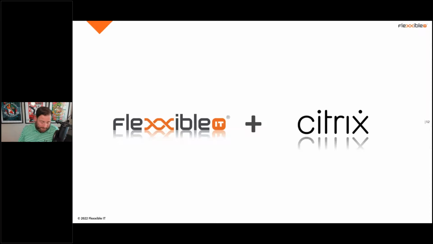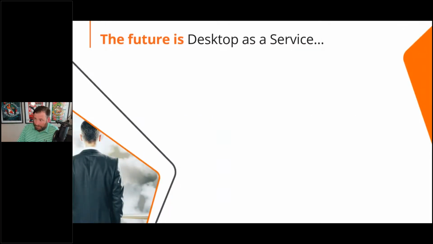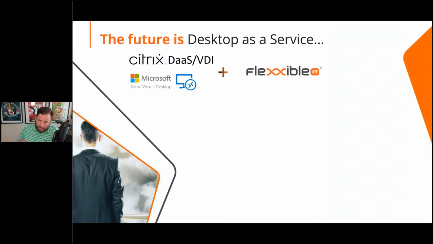So the goal here is simple. How are Flexxible IT and Citrix working together? Before I dive in, I want to talk about the future in desktop as a service. Our vision together, and behind the scenes, if you're using AVD, Citrix DaaS, or VDI on-prem, AVD and Citrix, whatever combination you want to use, the goal is simple: how do we hide the complexity?